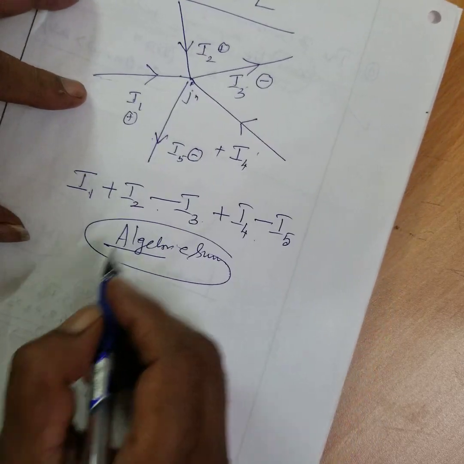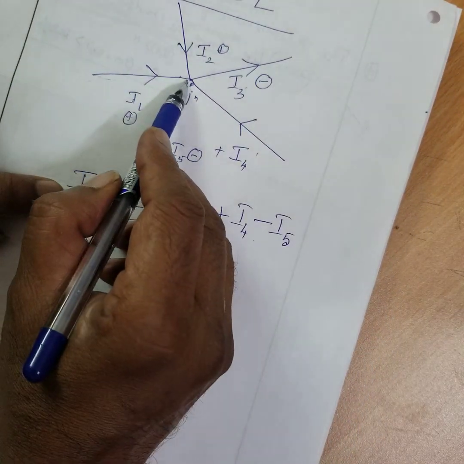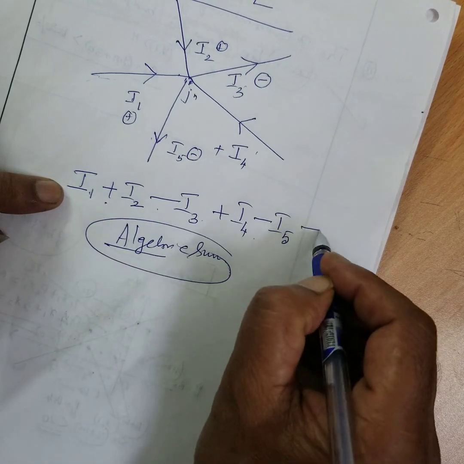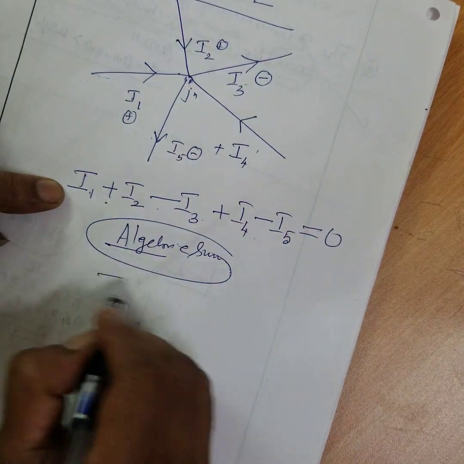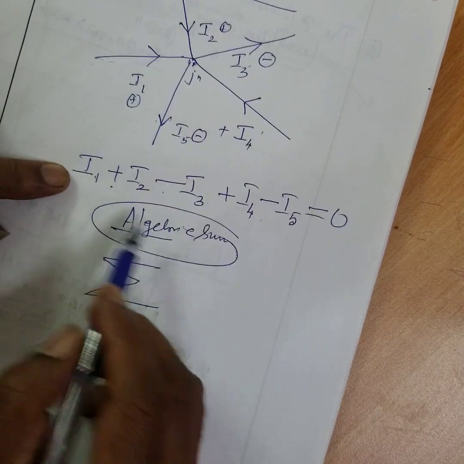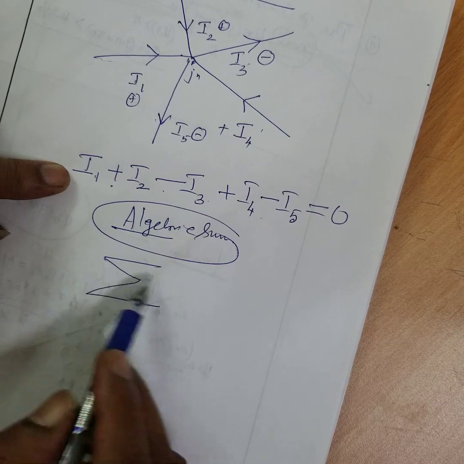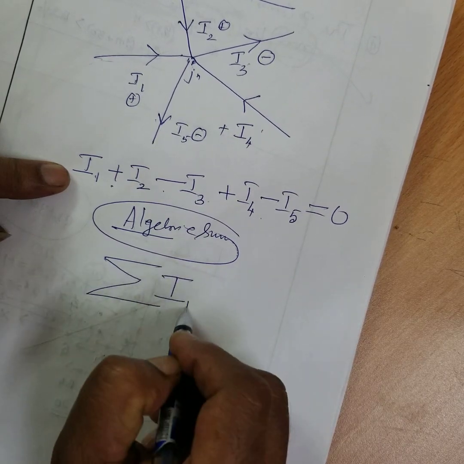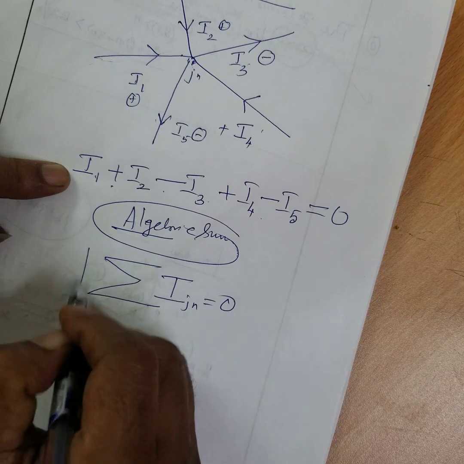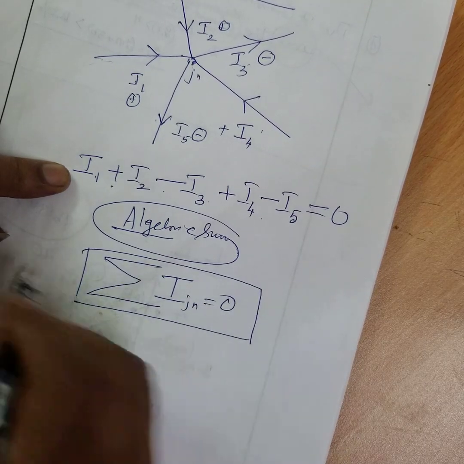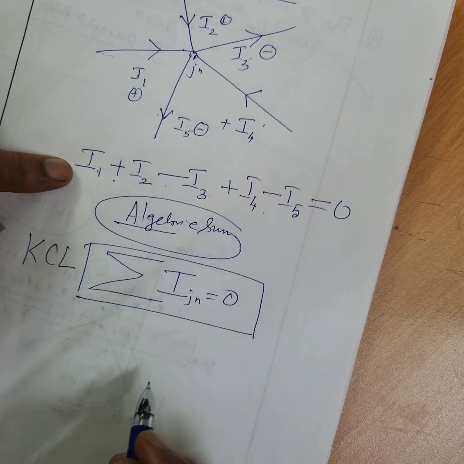Therefore, the algebraic sum of the currents entering the junction is equal to 0. That means algebraic sum, which is denoted by this. The algebraic sum of the currents at the junction is equal to 0. This is called Kirchhoff's current law.